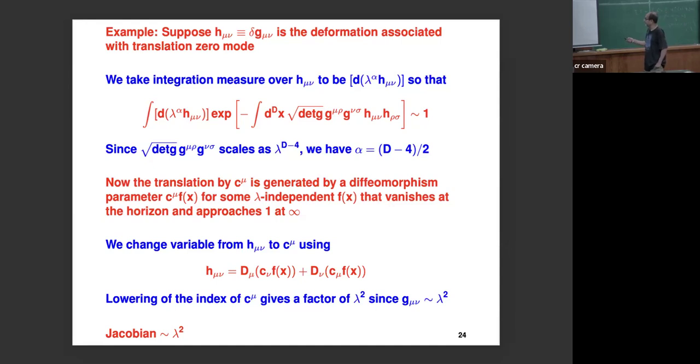Next, we change variables. We change variables by identifying the zero modes as translation by some vector c. The actual zero mode deformation is generated by these diffeomorphisms, where you take the diffeomorphism parameter to be c mu times a function f of x, where f of x approaches 1 at infinity and 0 at the horizon. Because you don't want to move the horizon, we keep the horizon fixed and we move the asymptotics by a constant that basically translates the black hole in space-time.